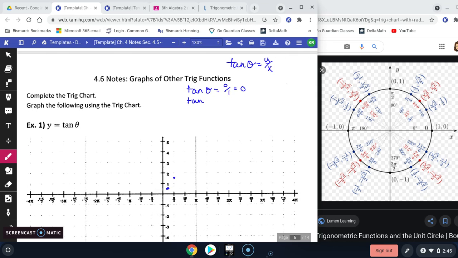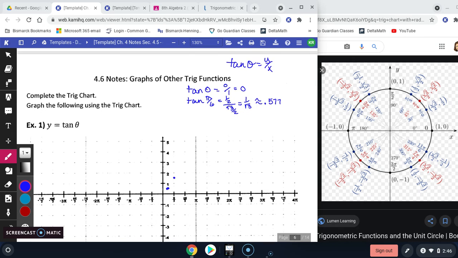Okay, then if we go tangent of pi over 6, that's 1/2 divided by root 3 over 2. So that's 1 divided by root 3. If you rationalize, it's root 3 over 3. But either way, it's approximately 0.577.